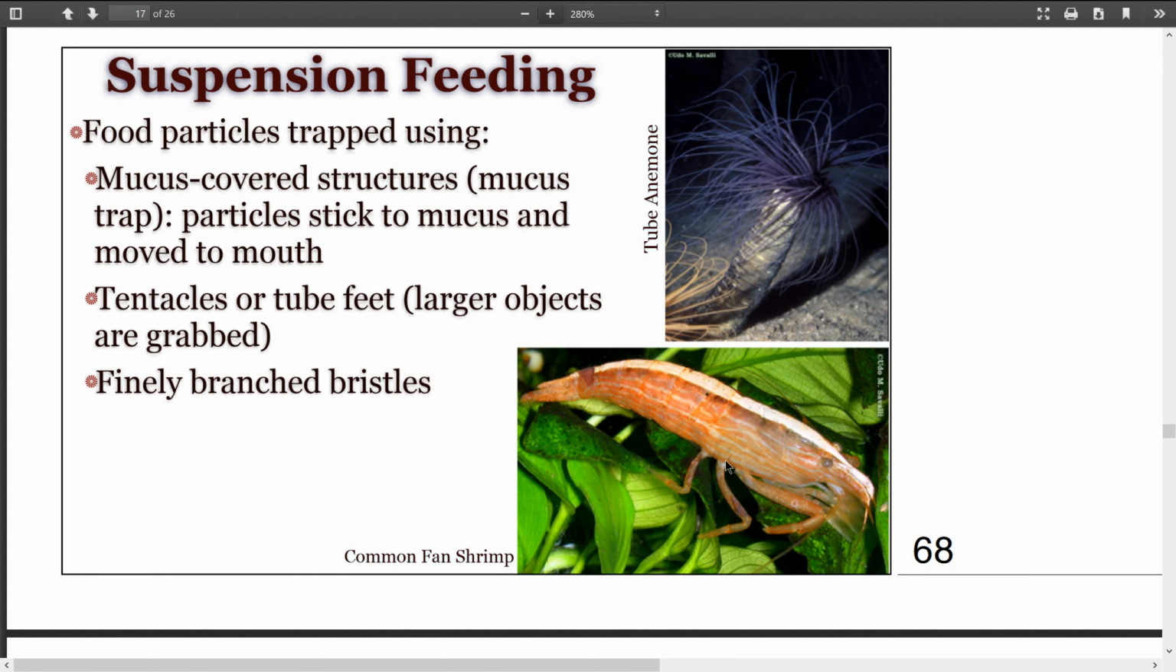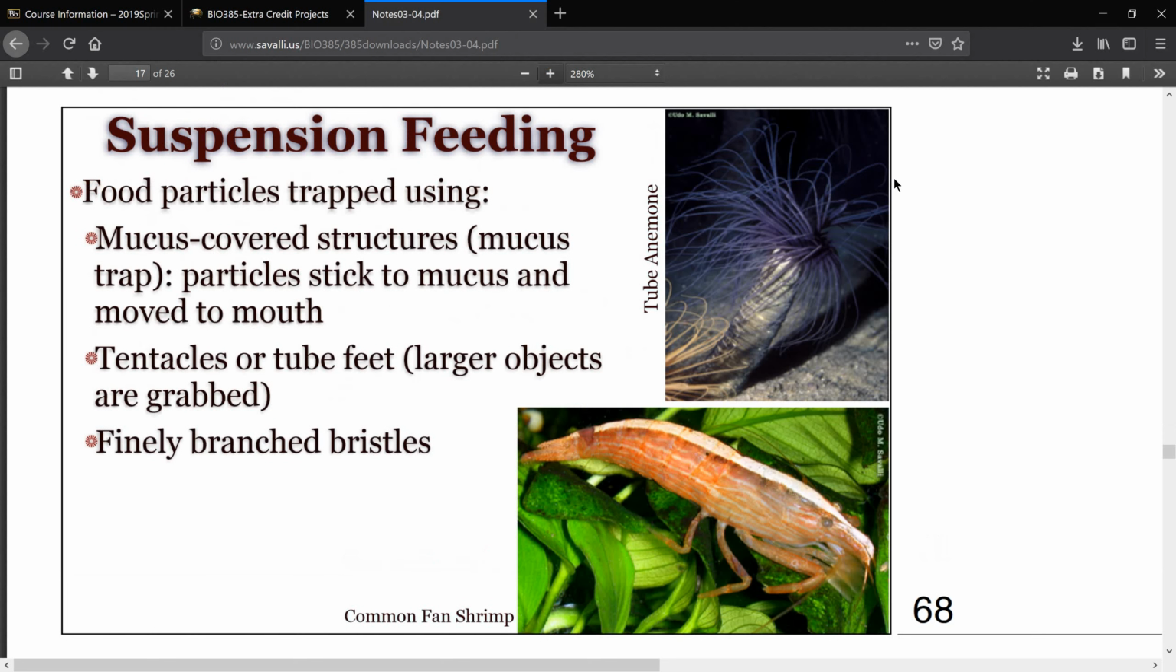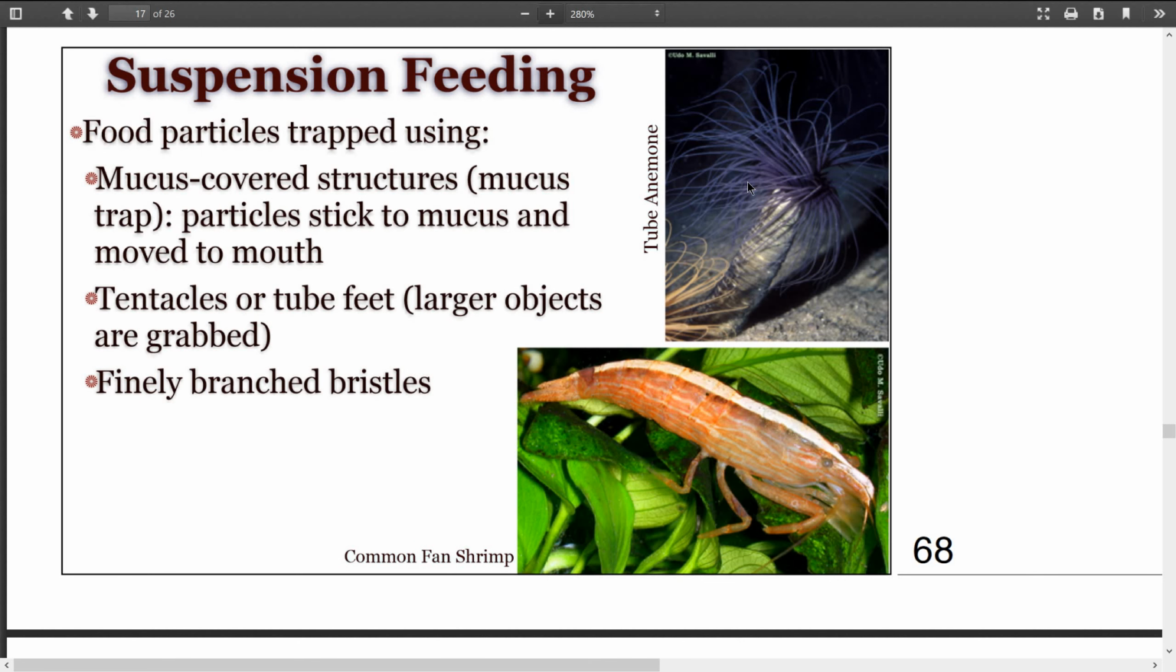And so I think this will be the last slide we'll cover today. So the food particles can be trapped in various ways. As you saw with that worm, they can use mucus. You can have mucus-covered tentacles. So here, for example, is a tube anemone, a member of the Cnidaria, that happens to live in a tube. It has a bunch of tentacles here. Those tentacles are covered with mucus, and food particles stick to the mucus and then are brought to the mouth. They can be moved through the mouth, often using cilia along there to move that mucus through the mouth.